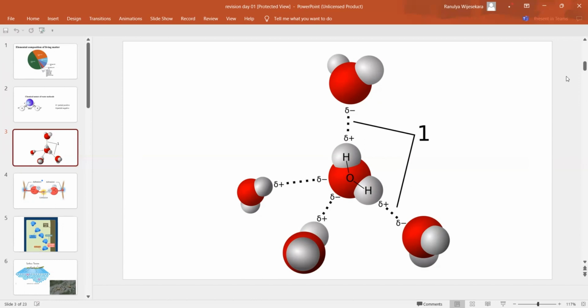Right? So hydrogen bonds play a very important role in maintaining all the properties of water. Next one, these hydrogen bonds in the liquid form are fragile. They form, break, and reform with great frequencies.